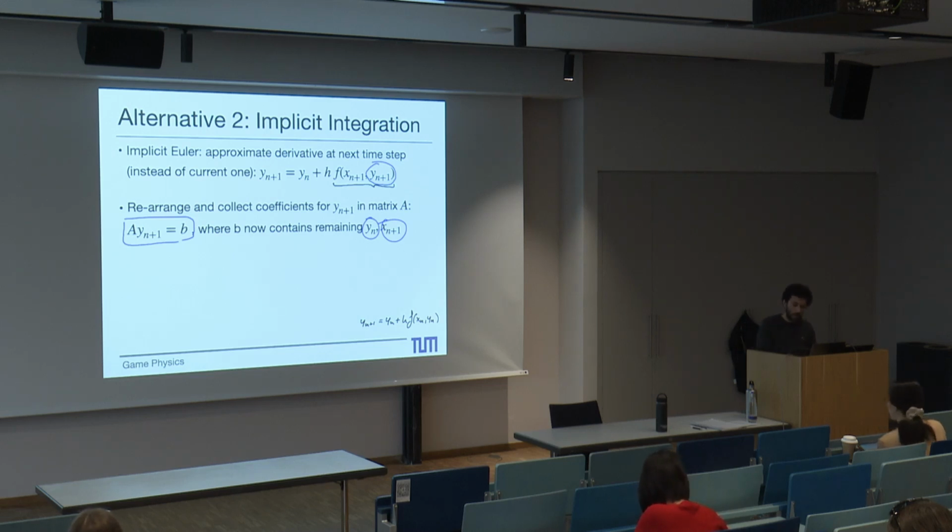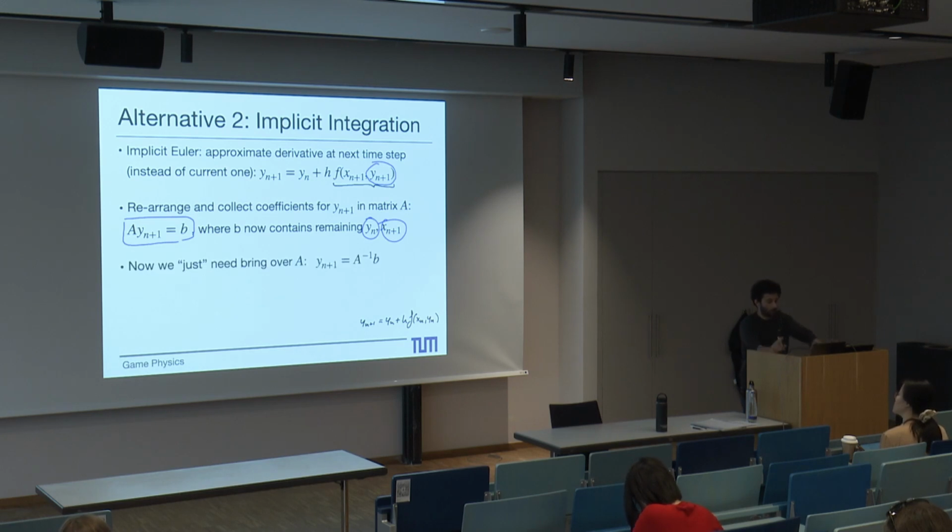So, the next step is what we get here. What we get here is essentially a linear system that needs to be solved in order to obtain yn plus 1. And so what we just need to do is invert this A matrix in order to obtain our value of yn plus 1.